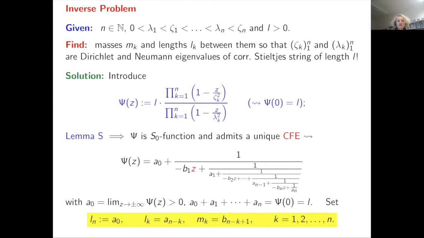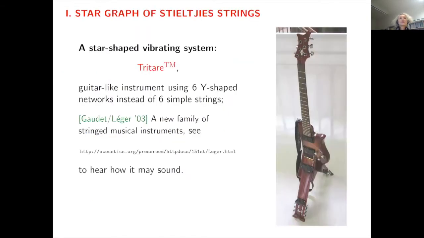So this is the constructive solution of the inverse problem for a single Stieltjes string. Now we will move on to star graphs of Stieltjes strings. And here is another nice picture, which I think Mark Embray showed me quite some time ago. There are really instruments built from such star graphs.